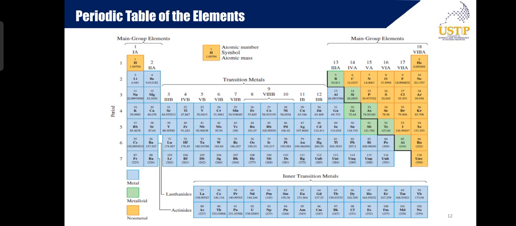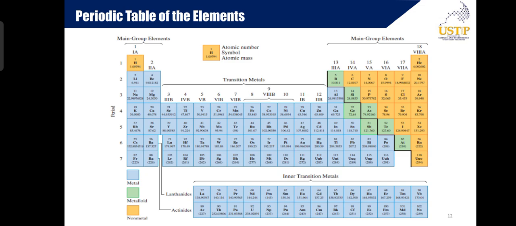These are the orange ones, which are nonmetals, for example hydrogen, helium, carbon, nitrogen. For the metalloids or the semi-metals, these are boron, silicon, arsenic, and others. For the blue ones, we have the metals, for example lithium, beryllium, sodium, magnesium. They are classified accordingly to their properties.